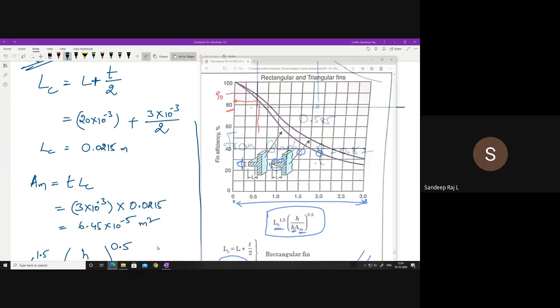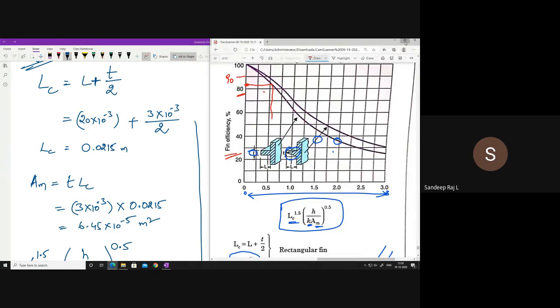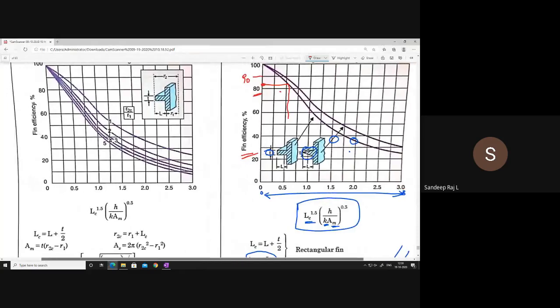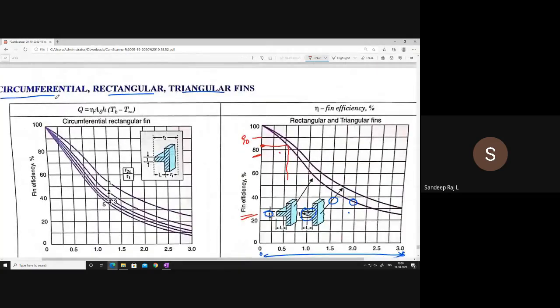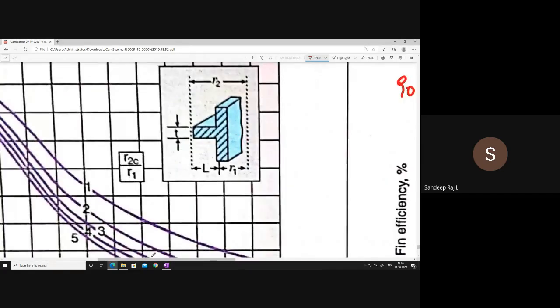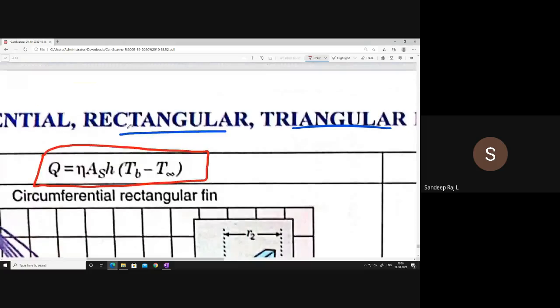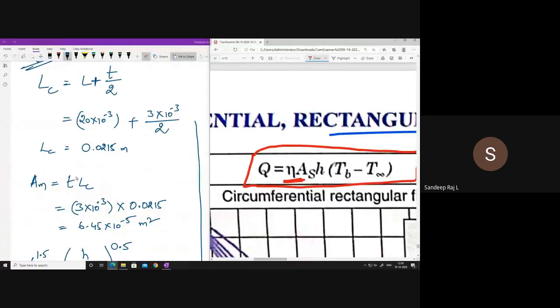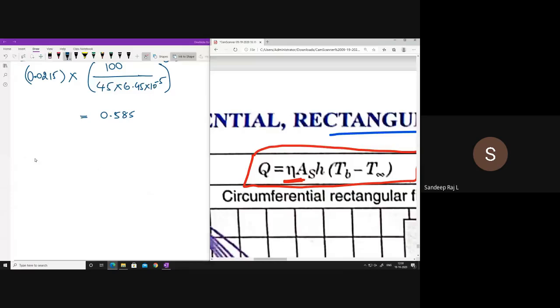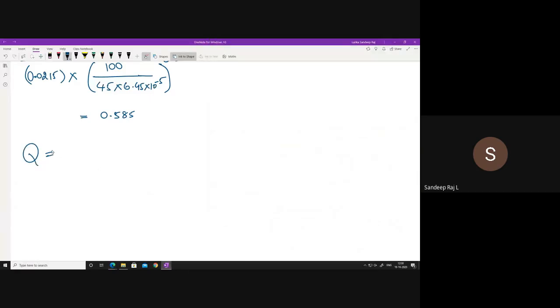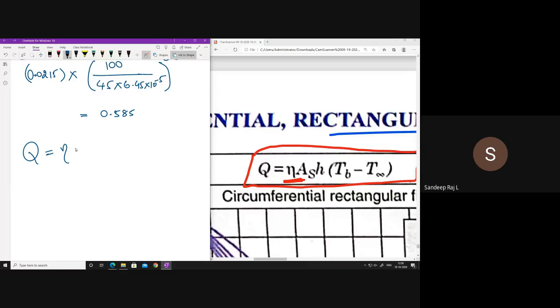And what is the use of this efficiency? In this particular graph page itself, he has given this formula. Can you see this formula on the top? The Q formula is expressed in terms of efficiency. Using this, you have to find out your Q. So your Q is equal to efficiency into AS into H into TB minus T infinity.